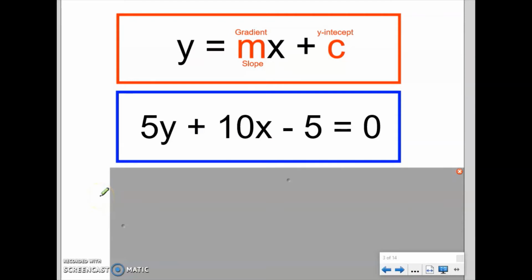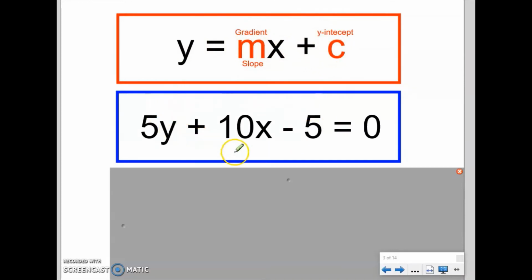Okay, let's have a look at another example. Again, this is what I'm aiming for. I'm aiming to manipulate my equation of the straight line into this form. I want to be dealing with a single y, and I would like my x term and my constant on this side of the equal sign. y equals mx plus c.